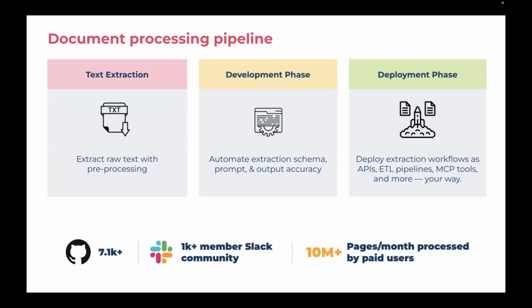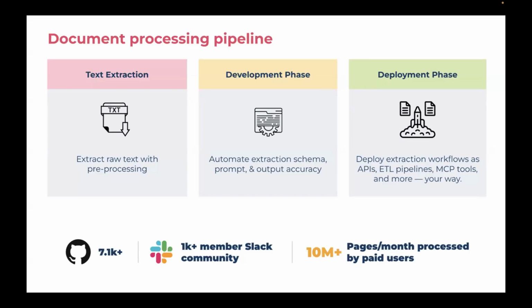Once this context is available, it is sent to the development phase, where you can deploy LLMs to extract the data in the schema that you want. Here in the development phase is where all the prompt engineering happens. And with today's capabilities in the platform, you can also completely automate the extraction phase, from schema generation to prompt generation to validating the extracted output.